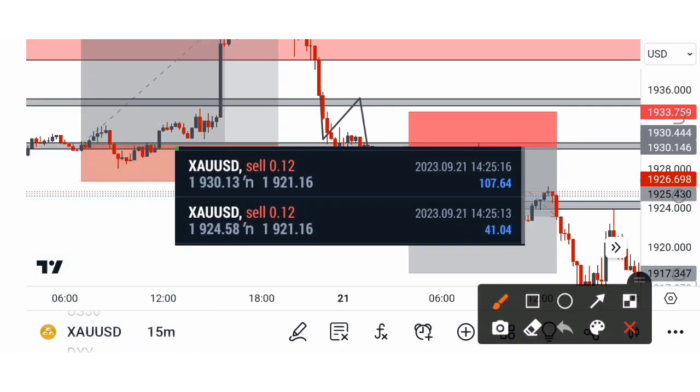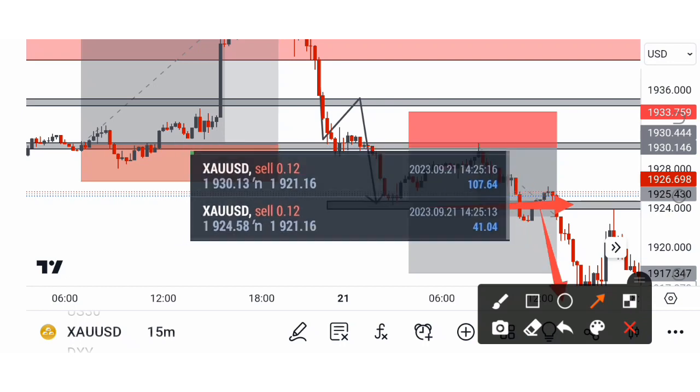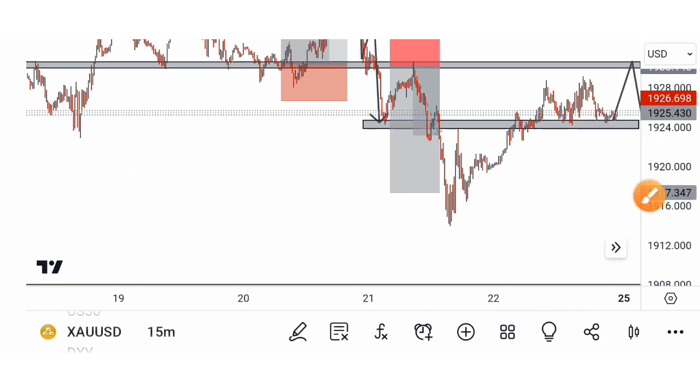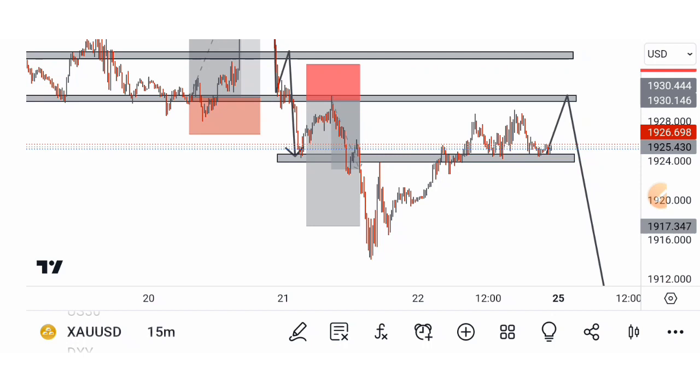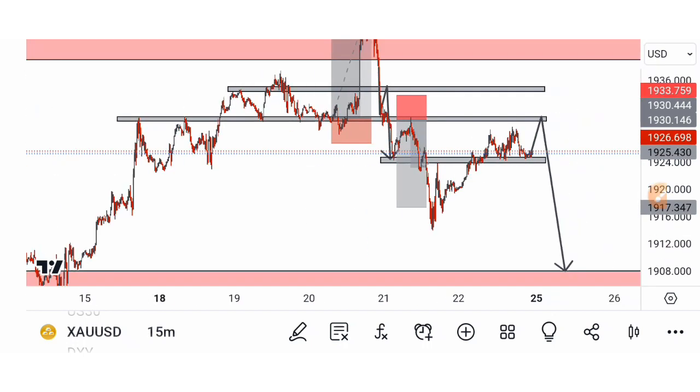I did end up scaling in somewhere around here. I opened another trade, a second trade, and yeah, for me personally, it was a great week. And Friday, as you can see, there was no trade. The market wasn't moving nicely for me, so I tried to avoid it. But that's all I have for the week.